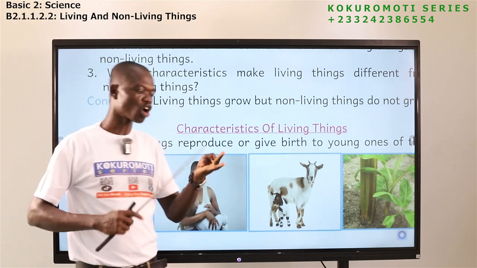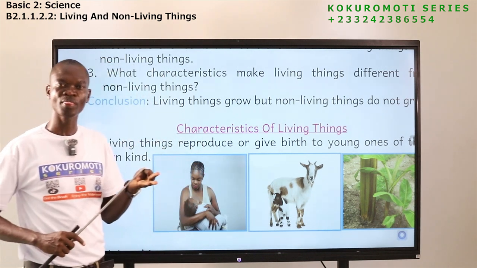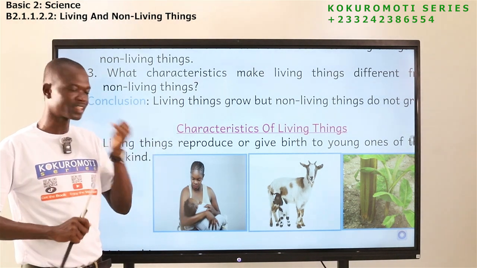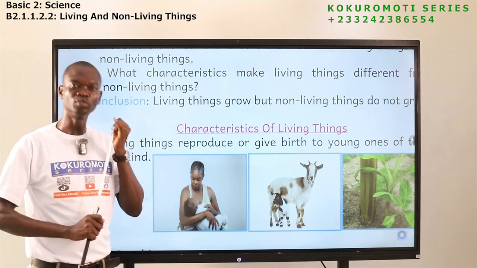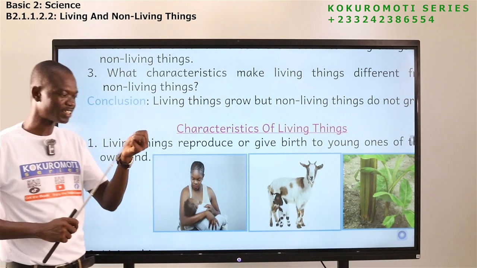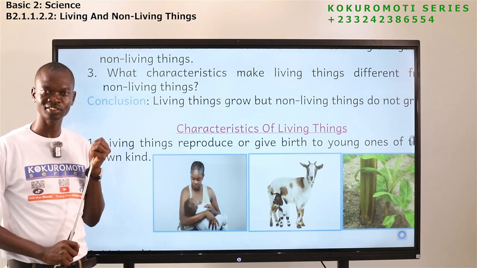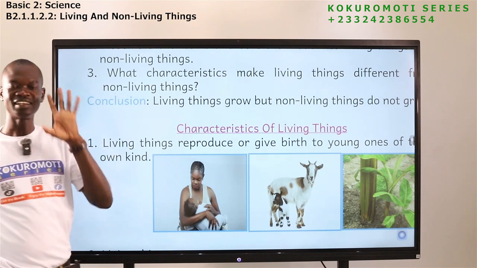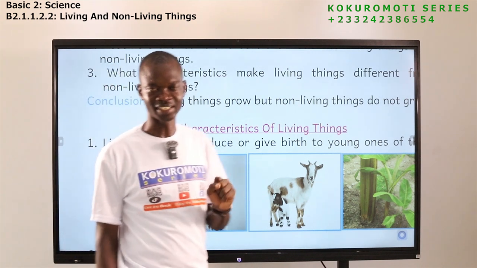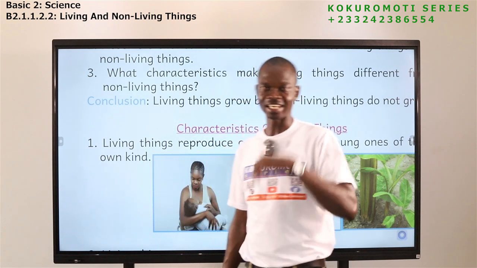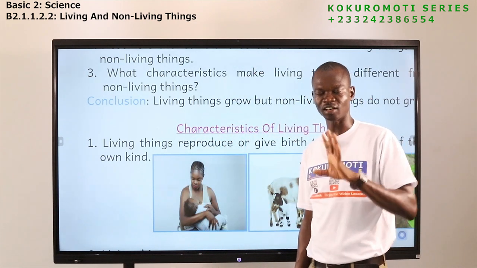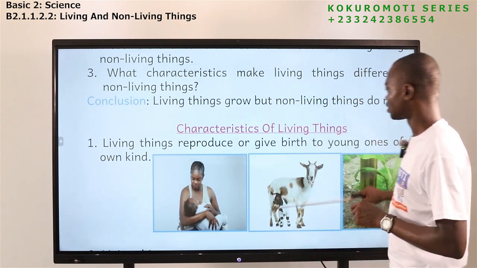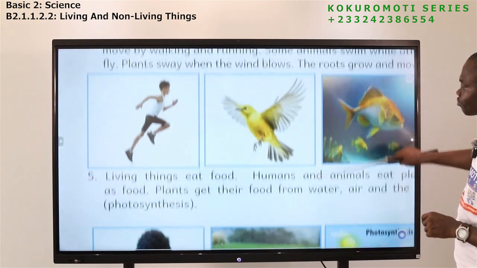So reproduction is one of the characteristics of living things. All living things grow. All living things breathe. All living things move. All living things eat, or prepare, or need food to grow. So these are the 5 things that you should know about living things. They are the characteristics. There are more, but 5 of them is what we have learned today. Now let's go to the next one.